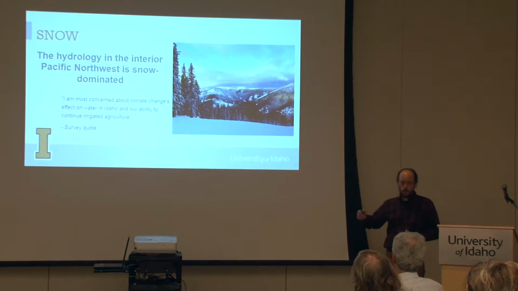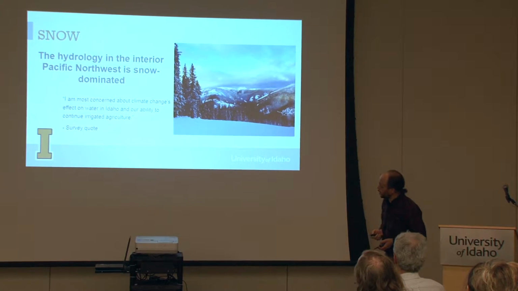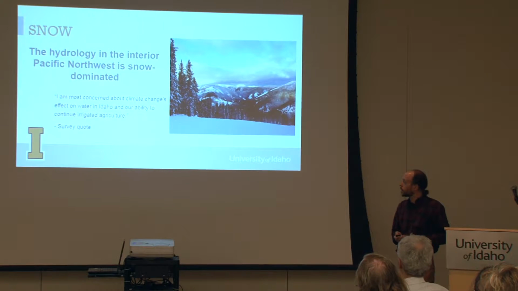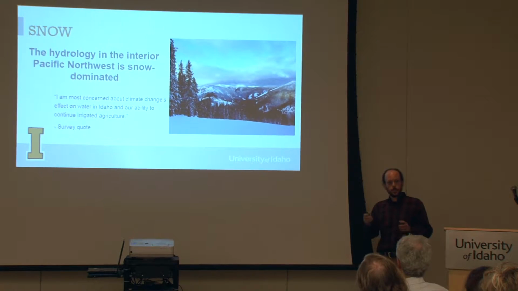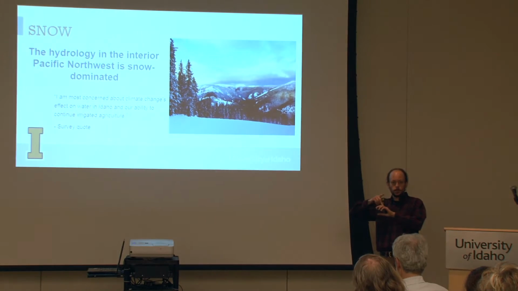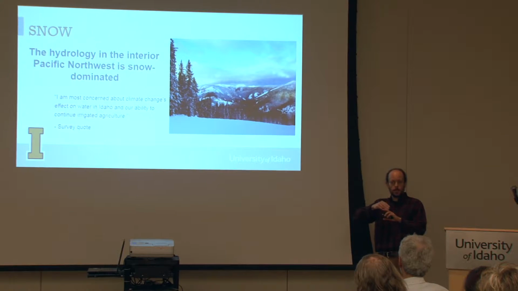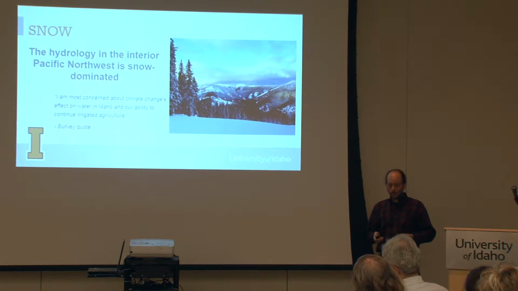And this is, again, another quote from one of the survey members that said, I'm most concerned about climate change's effect on water in Idaho and our ability to continue irrigated agriculture. And if you recall on that diagram that John showed at the beginning, in terms of what folks were most interested in, or what people saw as some of the big issues, it was water flow availability, drought, snow.